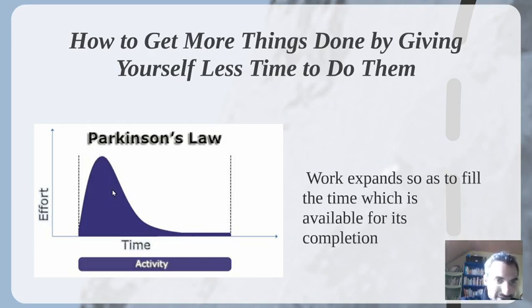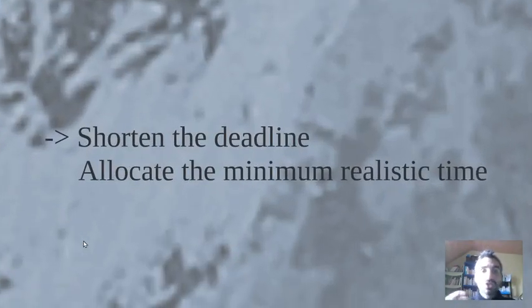So think about that. When you have a short time to do your project, to reach your goal, you are efficient. So, shorten the deadline, allocate the minimum realistic time to reach your goal efficiently, to be a performer. But it's true, you have to be resilient to the stress, because a short deadline is a lot of stress. So, you have to find the trade-off, a good compromise.